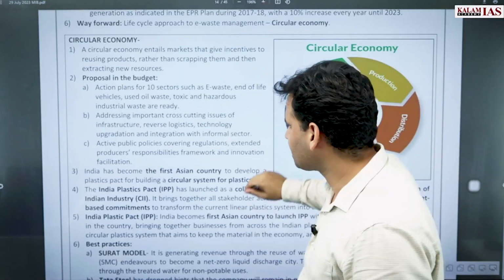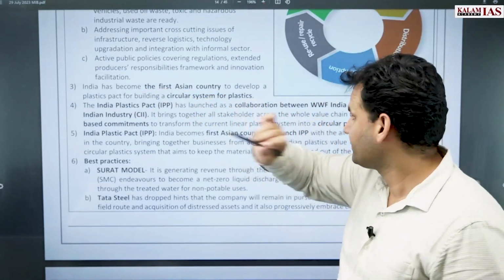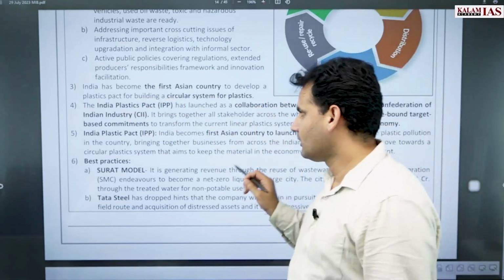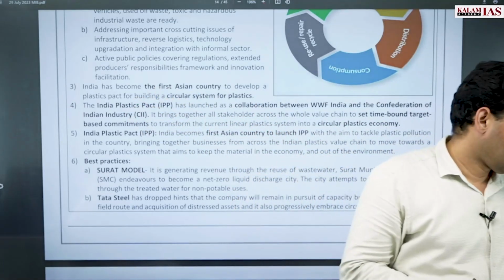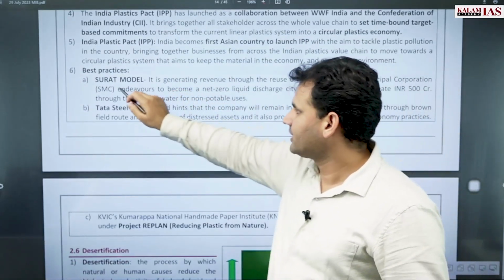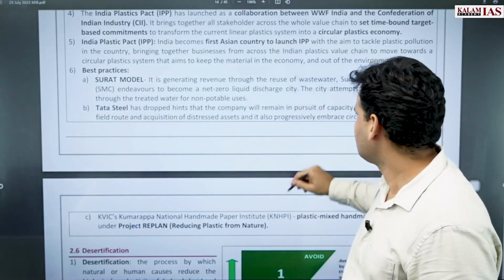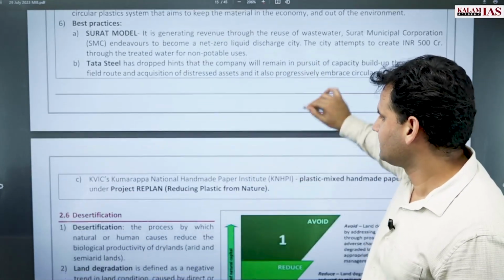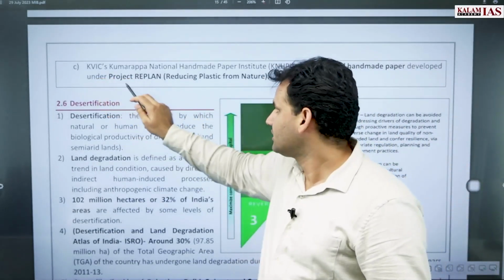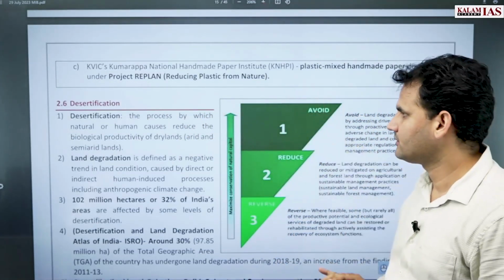Also specifically, इसमें आप क्या याद रख सकते हैं? That India has become the first Asian country to develop plastic packs for building circular systems for plastics. And we have certain best practices like the Surat model, the Tata Steel. These can be used as a case study. Also, you can mention about KVIC's project Replan, that is reducing plastic from nature.